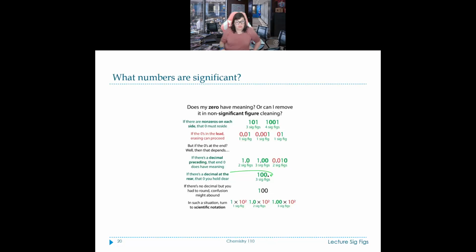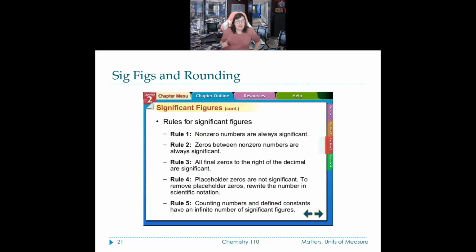Right, okay. Let's see if we can see that again. Non-zero numbers are always significant. Zeros between non-zero numbers are always significant. All final zeros to the right of the decimal are significant. I bothered to write them out. There's a decimal point. That means that I know them to some level of accuracy. Therefore, I have to keep them. Okay. Placeholder zeros are not significant. To remove them, we rewrite it in scientific notation.